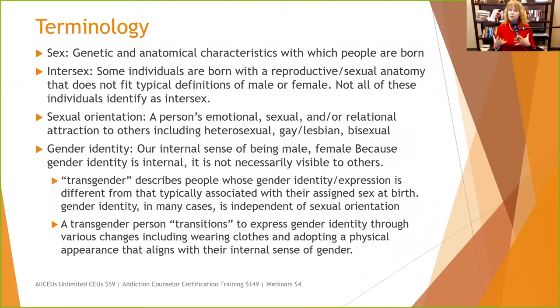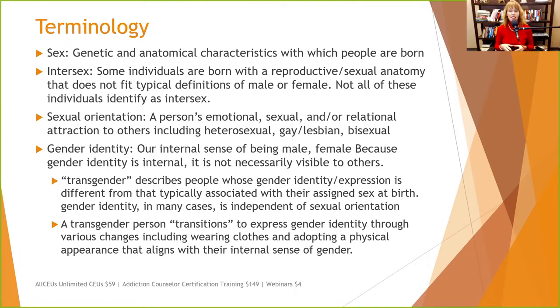So terms. Sex is basically just the genetic anatomical characteristics that people are born with. Intersex represents the fact that some individuals are born with a reproductive and sexual anatomy that doesn't fit typical definitions of male or female. Not all of these people identify as intersex. Sexual orientation is the person's emotional, sexual, and/or relational attraction to others, including heterosexual, gay, lesbian, bisexual, asexual, intersex. Gender identity is our internal sense of being male or female. Because gender identity is internal, it's not necessarily visible to others. So sex is the external stuff, what we're born with. Gender identity is more of a psychological concept, and so it's not necessarily visible.